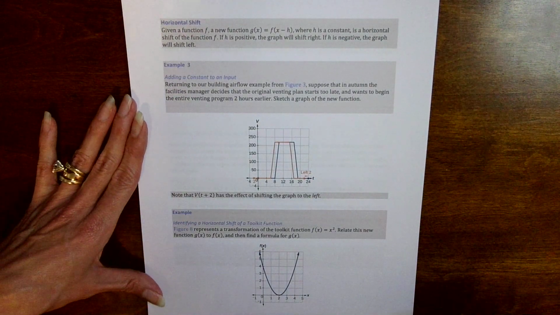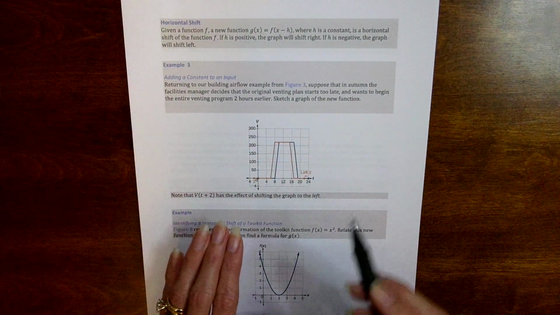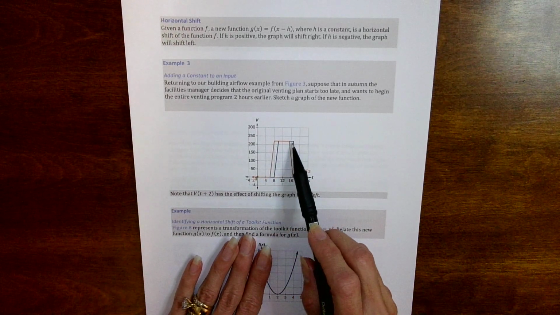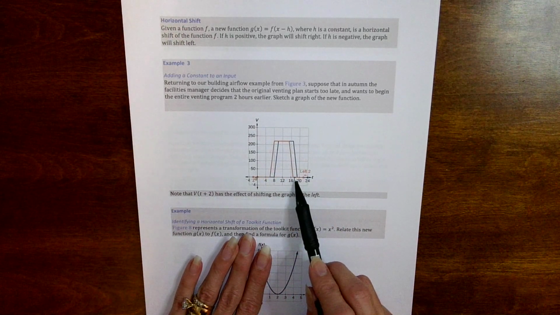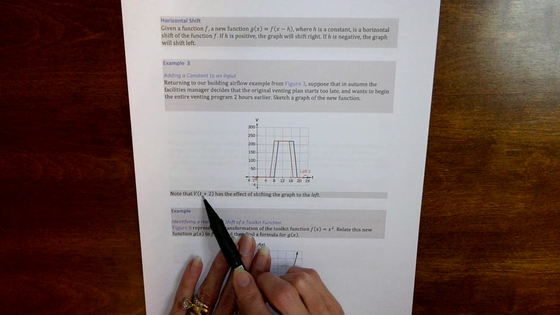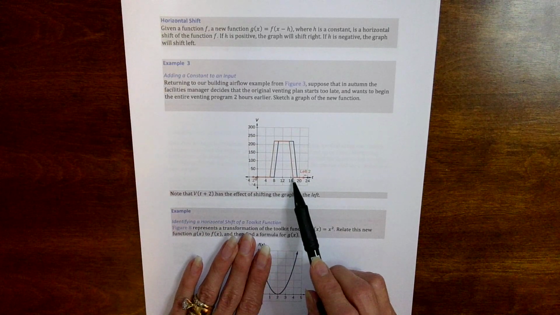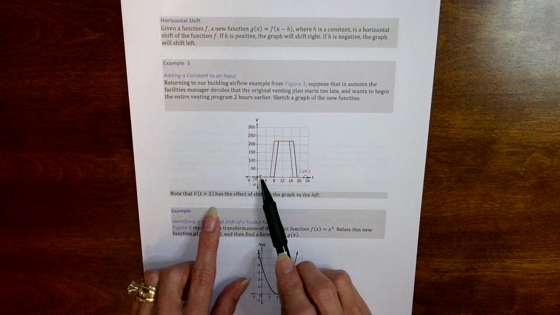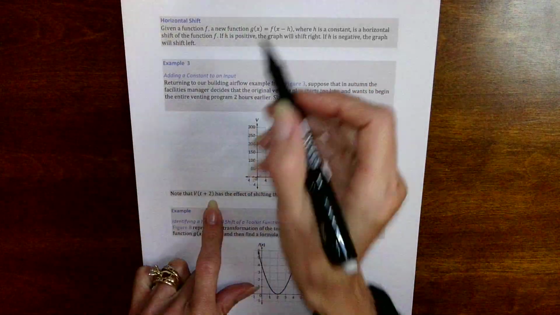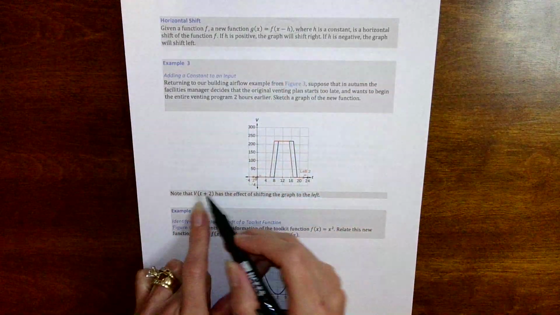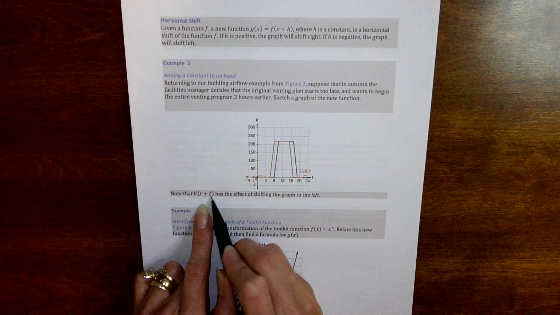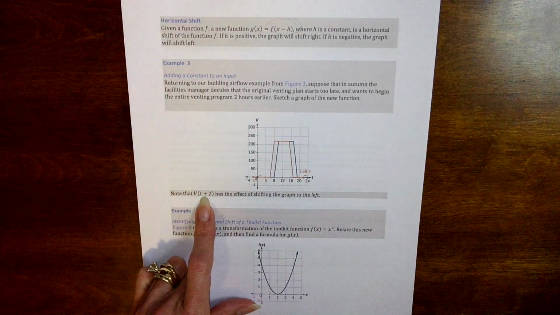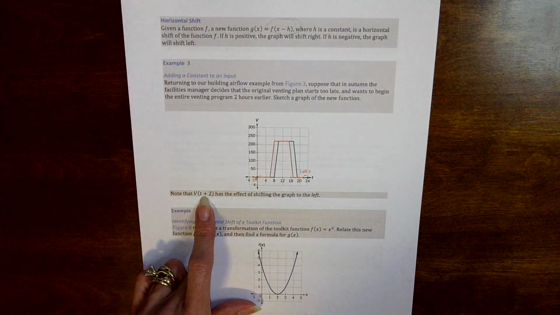So this blue is v of t, and then v of t minus 2 is everything moved to the left 2. Now this, if you notice, this is defined as a negative. So this always does the opposite. This is plus 2, so it's going to go to the left. If it's minus 2, it's going to go to the right. So it's a little bit counterintuitive.